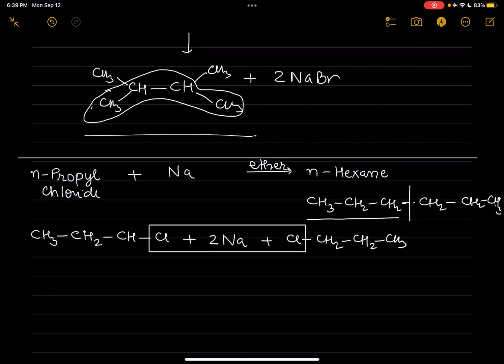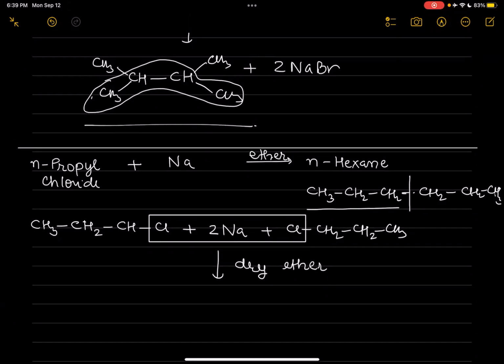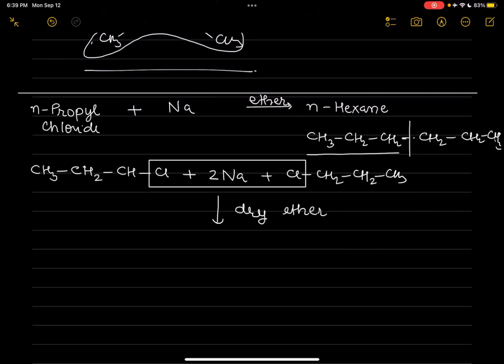Remove the chlorine, remove Na. And you need to take ether. The ether should not have any water. Why? Suppose the ether has water, then what will happen? The sodium can react with water, so the sodium will get spoiled. Is it clear? So you take dry ether. Dry ether means it doesn't have water. Remove NaCl and you will get hexane.